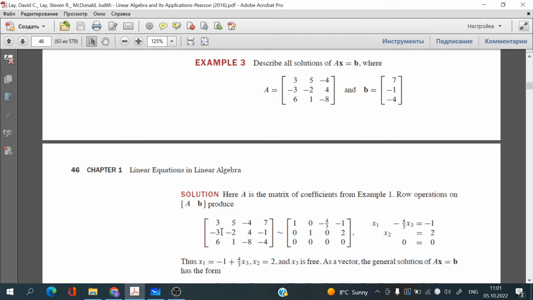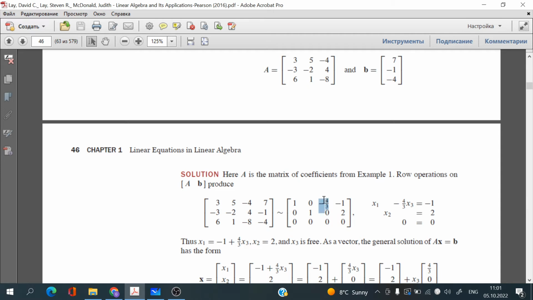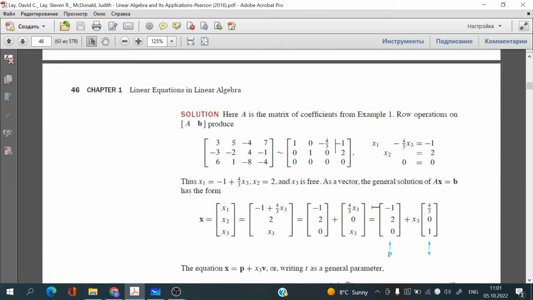So yeah, you do the same procedure, and you can notice here we don't have a pivot to reduce it. Therefore, we write it in the form x1 minus 4/3 x3 equals 1, x2 equals 2, 0 equals 0, correct? And we rewrite it in the form x equals (x1, x2, x3). We expressed x1, x2 and x3, correct?